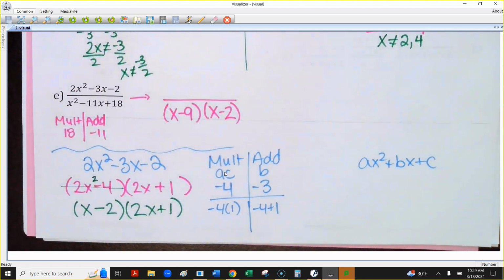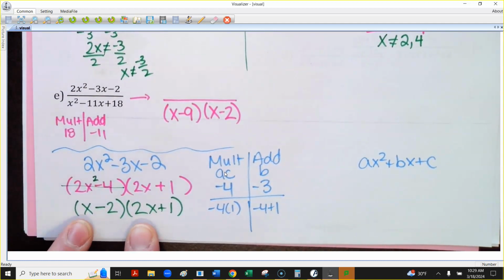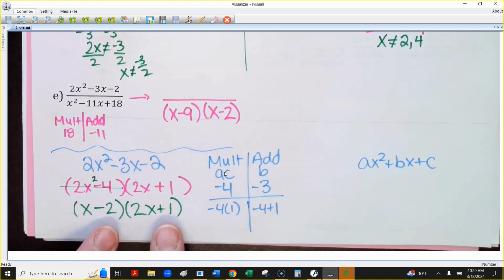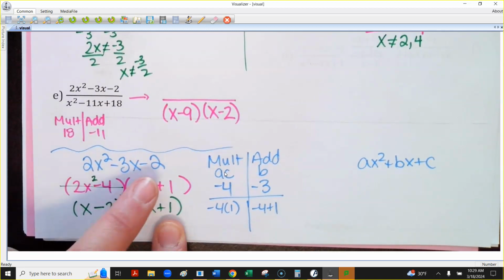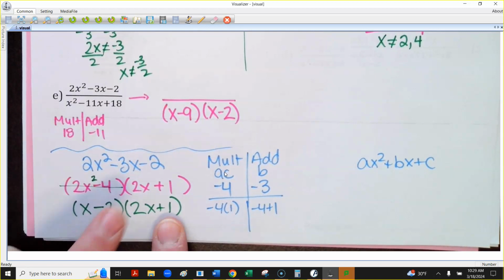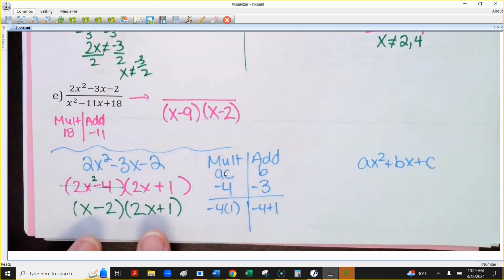And I just do a quick little spot check. If you take the first two terms and multiply x times 2x, that should give you back the first term here, which is 2x squared. And if you take the last two, negative 2 times 1, that should give you the term on the end. You could fully FOIL it out if you want to, but I usually just spot check those two. That should be your factored form there.